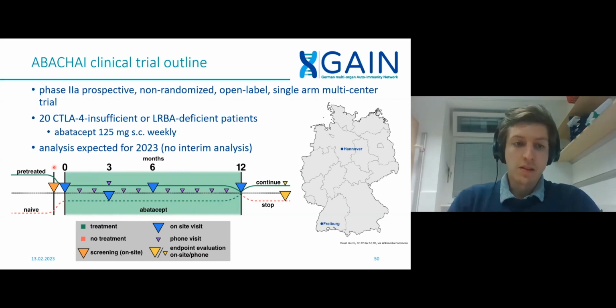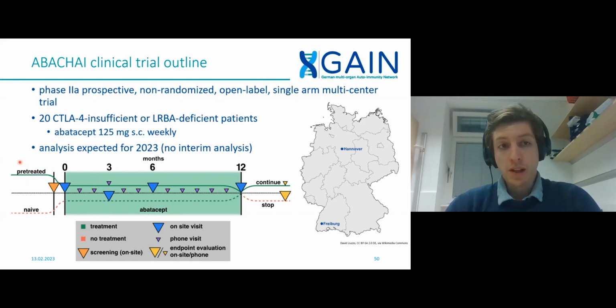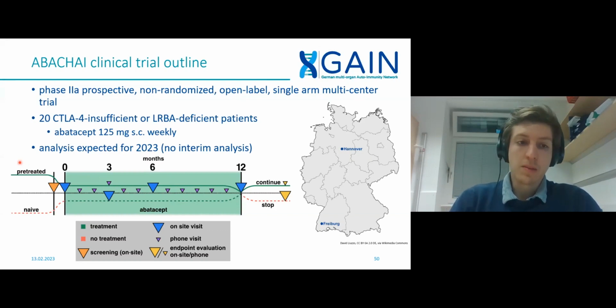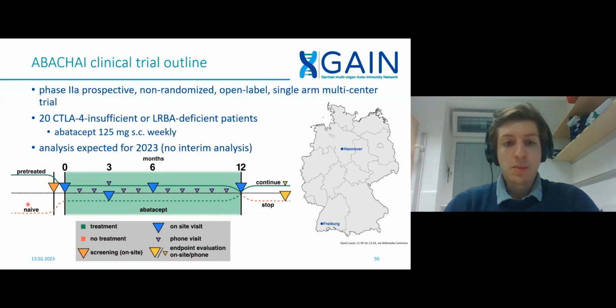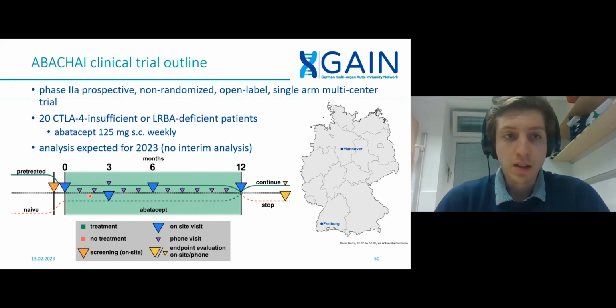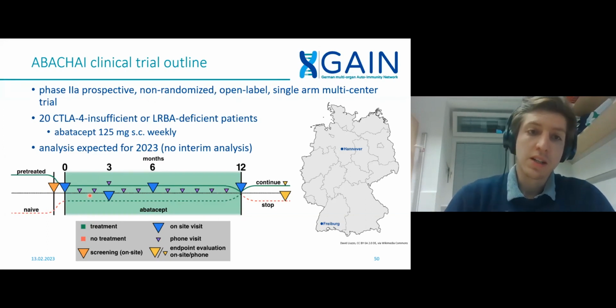And we have included 2 kinds of patients. For an observatory arm, we have patients who have been already on the medication for some time, and we have also had treatment-naive patients. And after a screening visit, we have performed multiple on-site visits with lab values and clinical examinations. As well, in between, there were multiple phone visits.